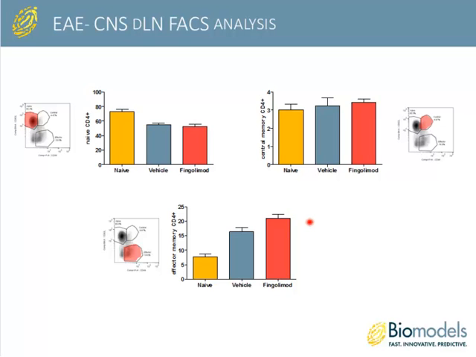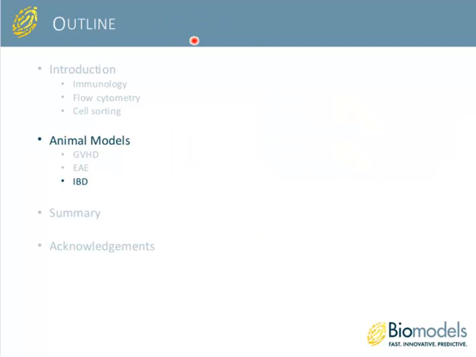Obviously, you could go further with this analysis. You could look at the blood and the CNS and see that there are fewer cells in the fingolimod group, which would indicate that they're not getting out of the lymph node and into the tissue or the circulation. You could also look at antigen-specific T cells for the MOG 35-55 antigen that you injected. So there's a lot of further analysis that you could do here. So, back to the outline.